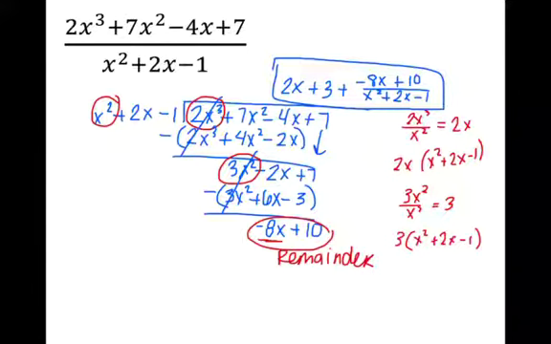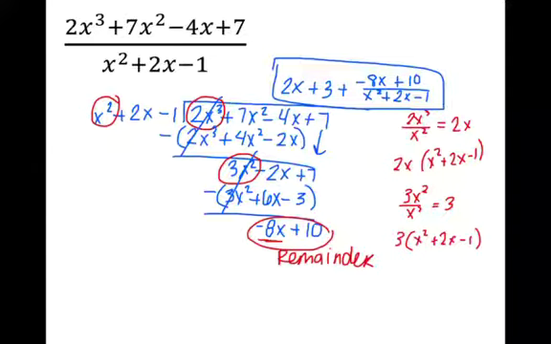So polynomial long division really is not that difficult. It's nothing that we haven't done before. But the only downside is it does take up a lot of space. That's the only thing that I don't like about polynomial long division, is just how much space it takes up. The bigger your degree, the more space it's going to take up on your paper.